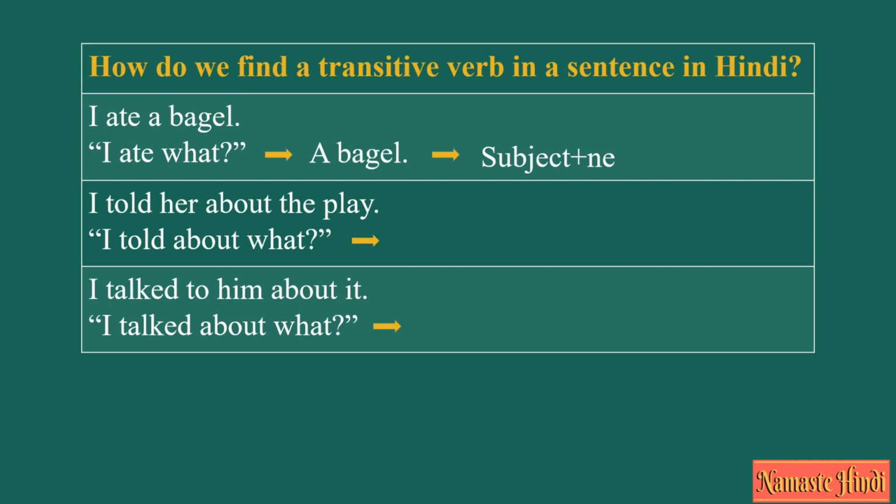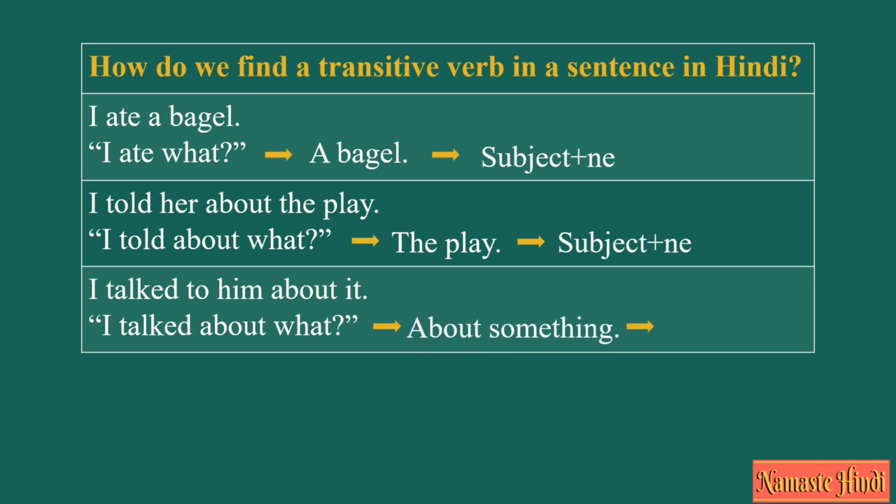The sentence, I told her about the play, the verb is told. So ask yourself, I told or talked about what? Again, the answer is clear. You told about the play. So again, this sentence will follow the transitive grammar structure. Even if the sentence was, I talked to him about it, the verb is talked, and you talk about what? It. Even if the object is not a specific thing, the it implies that there is an object or topic which was discussed. So the sentence would still be transitive.